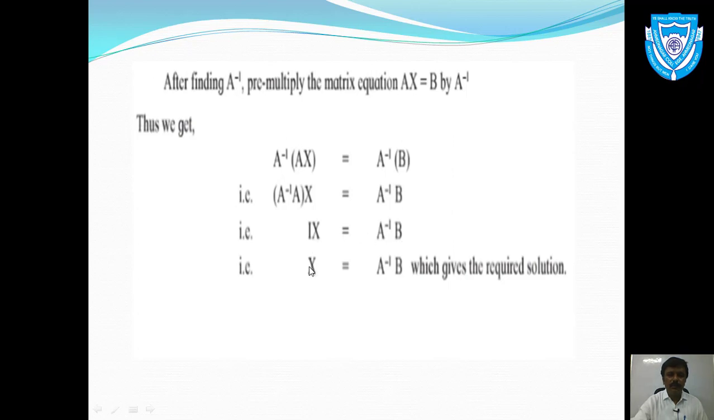Afterwards, in the next step, you can observe that we have simply written capital X, that is matrix of variables, which is equals to A inverse into B. Capital X is equals to A inverse into B, which gives the required solution. It means that if we want to find the values of x, y, z, the formula is very simple, which we have derived here: capital X is equals to A inverse into B.